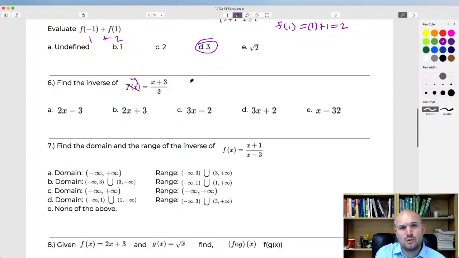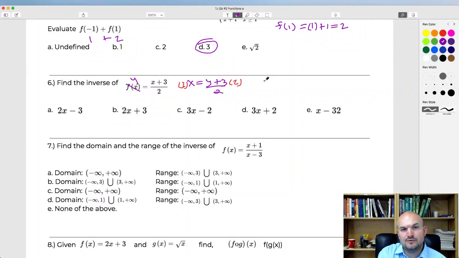So we replace f of x with y. We swap the variables. That's going to be y plus 3 over 2. And now basically I need to do all the inverse operations that are being applied to the y. The first inverse operation is to undo dividing by 2, so I'm going to multiply by 2 on both sides.